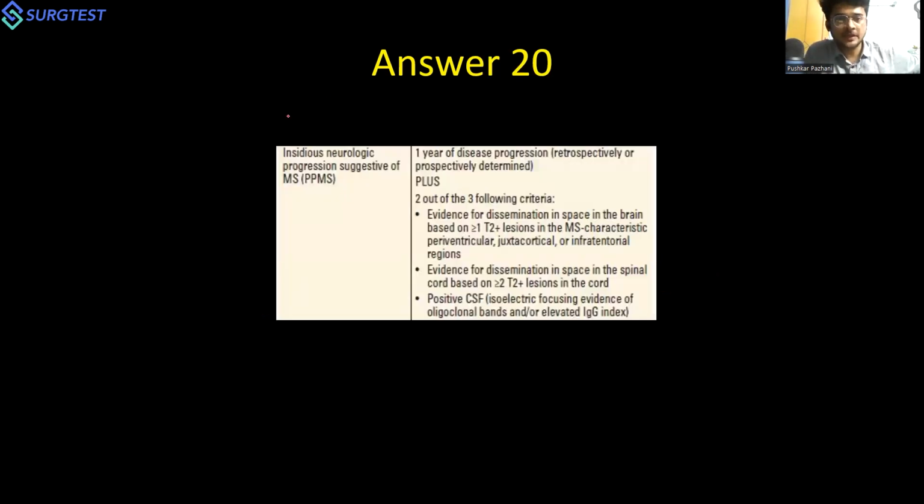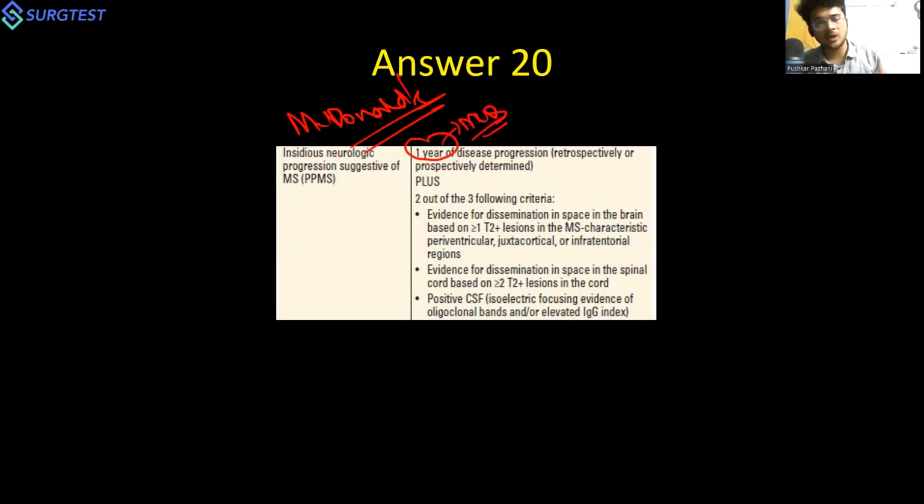So this is the McDonald's criteria for PPMS. I'll be discussing another MCQ about the actual McDonald's criteria. So remember, this 1 year is a very important possible MCQ. The patient should have 1 year of disease progression, either retrospectively or prospectively, plus the patient should have 2 of the following.